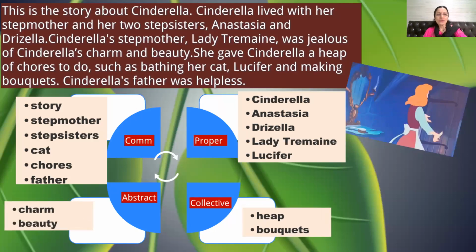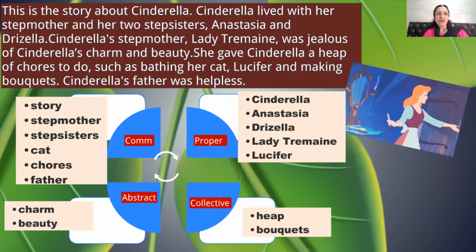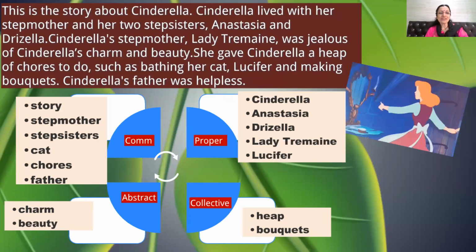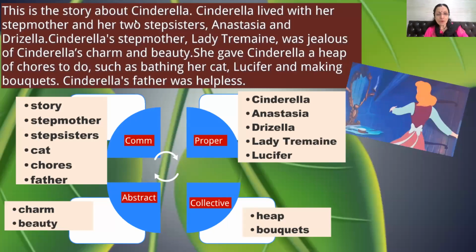Now, I want to ask you, what is this word Cinderella's? Cinderella's is a possessive noun, a noun showing possession. So you see here, these are words and they can ask you, though I'm not sure, they will not make it so complicated. They will ask you straightforward: common, proper, abstract, and collective. Now from this passage, I want to ask you the gender.